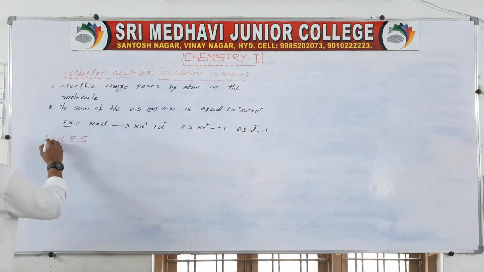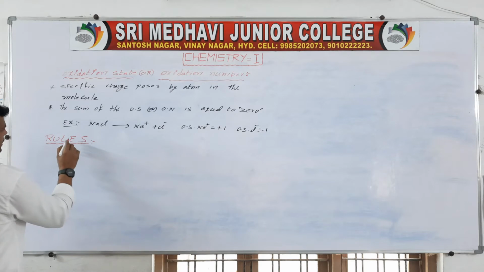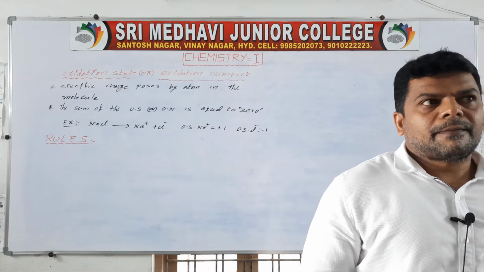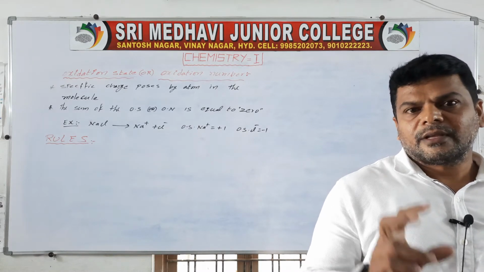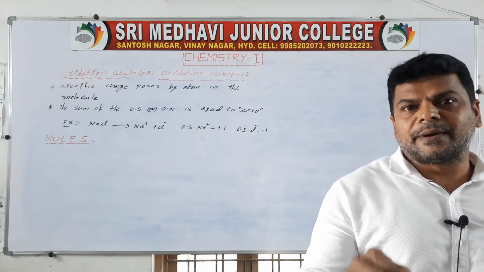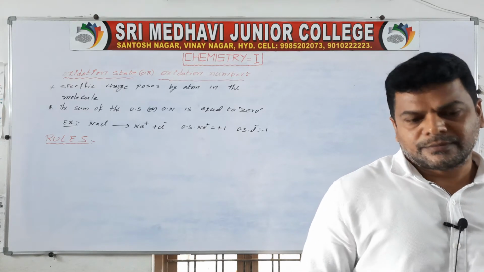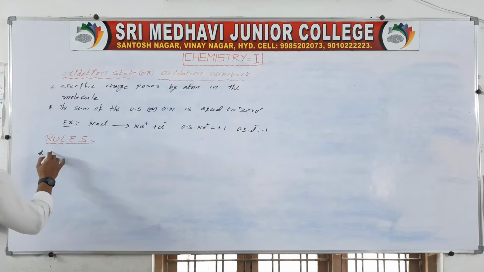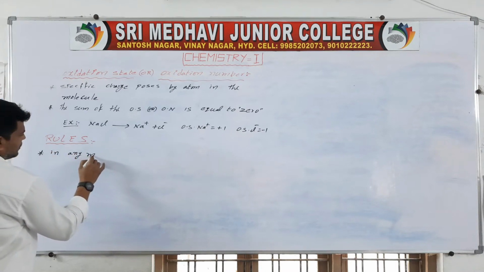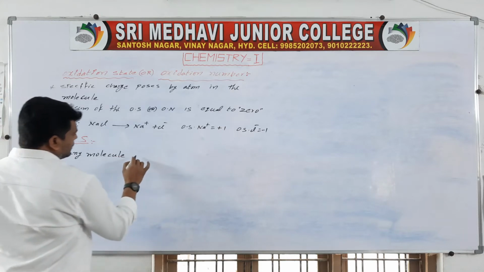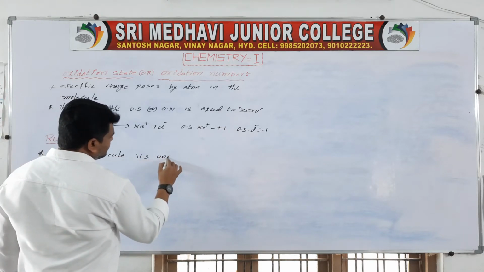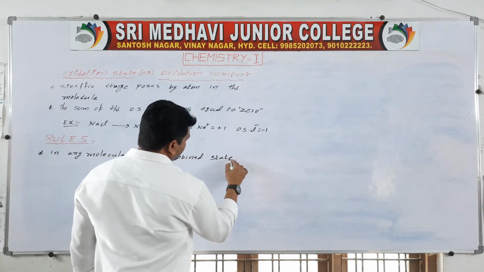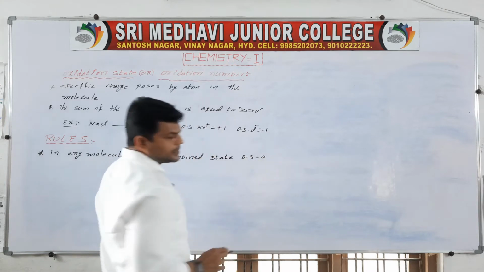So here we have to discuss rules for calculating oxidation states. In any atom in its atomic state, or any molecule in its uncombined state, oxidation state is zero. See here, rule number one: in any molecule in its uncombined state, oxidation state is equal to zero.